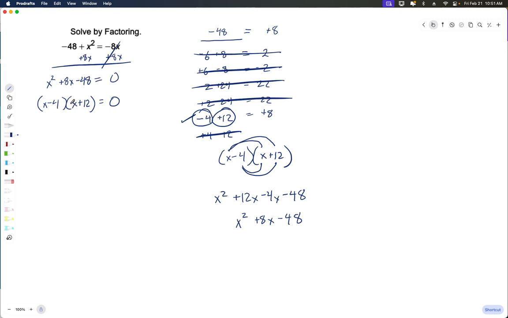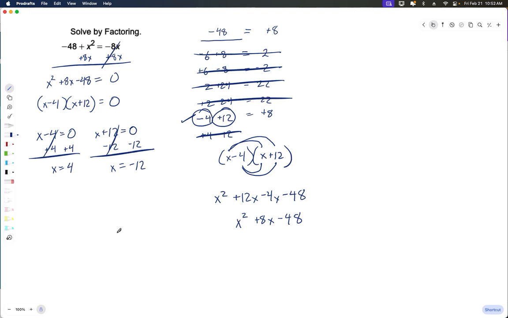All right, so now I'm going to set each one of these equal to 0 and find some roots for x. So x minus 4 equals 0. X plus 12 equals 0. I'm going to add 4 to both sides. X is equal to positive 4. Subtract 12 from both sides. X is equal to negative 12.